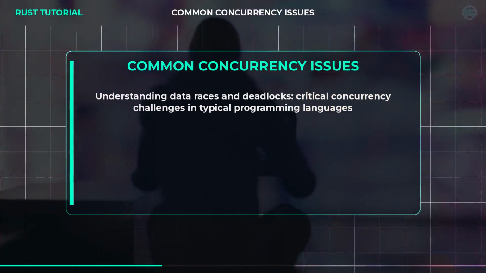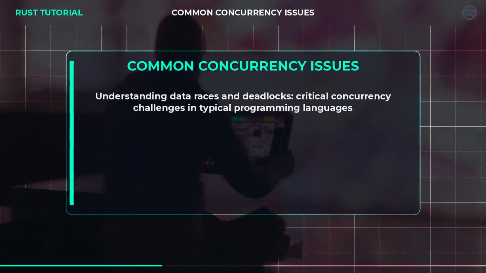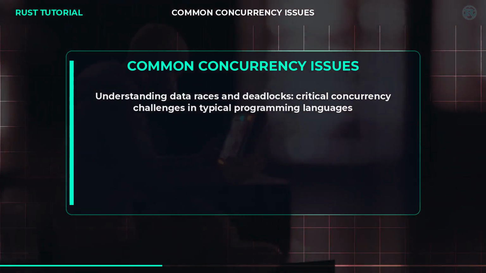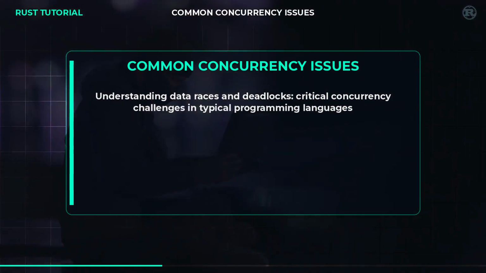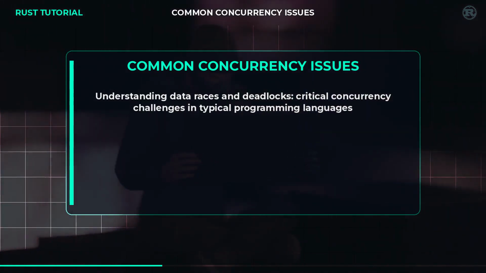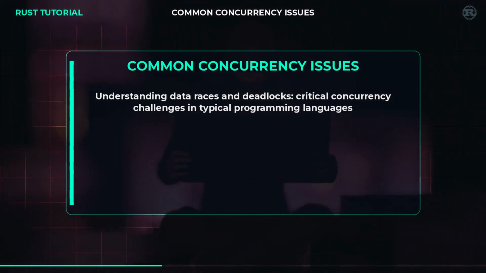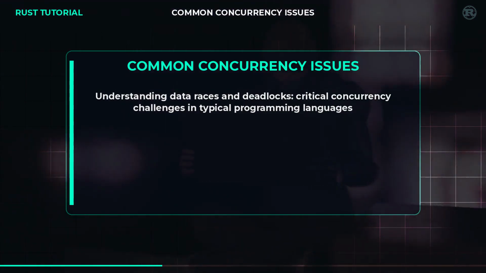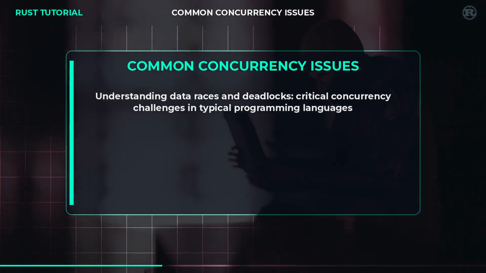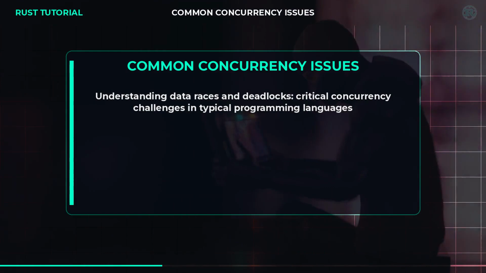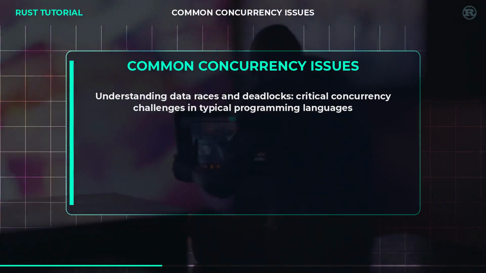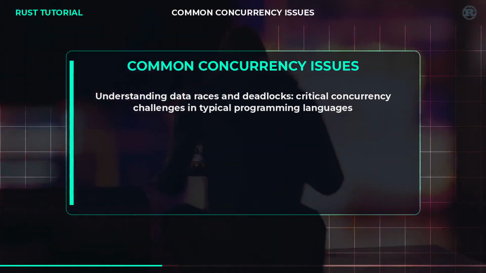Now that we understand Rust's strengths, let's dive into the common pitfalls faced in traditional concurrency. In many languages, data races occur when two or more threads access shared data simultaneously without proper synchronization. This often leads to unpredictable behavior, making debugging a nightmare. Deadlocks present another headache when two or more threads become locked, each waiting for the other to release resources, freezing progress entirely. Without Rust's ownership guarantees, these issues can wreak havoc on software reliability.